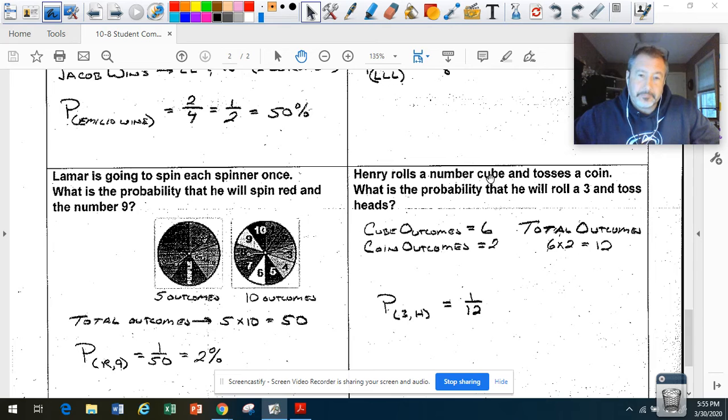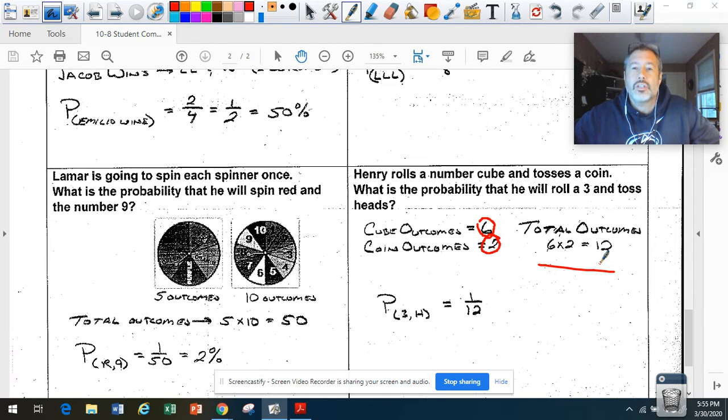Last one here. Henry rolls a number cube and tosses a coin. What's the probability that he will roll a 3 and toss a heads? Okay, so using our fundamental counting principle, on our number cube, which is a die, there are 6 possibilities, numbers 1 through 6. On a coin, there's either heads or tails, so there are only 2 outcomes there. So fundamental counting principle, 6 times 2 equals 12. So there's a total of 12 outcomes here.